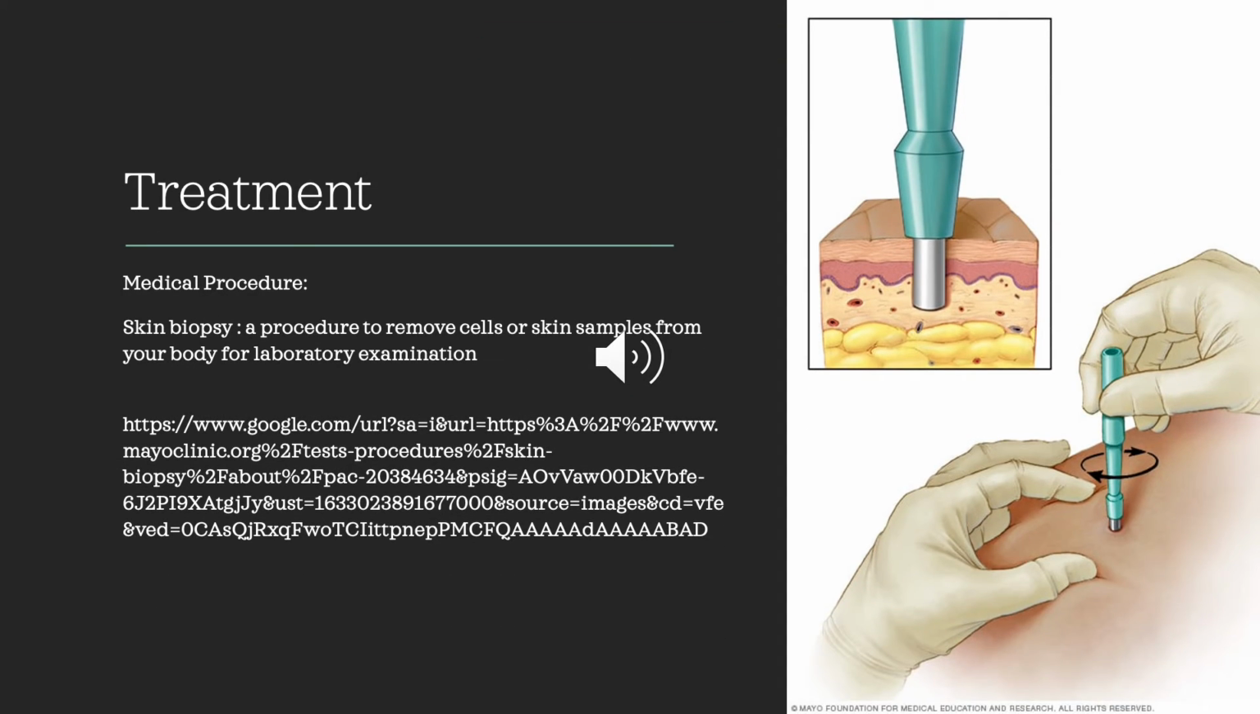The next treatment that we would do for basal cell carcinoma is the medical procedure. Anytime that you are trying to do any type of surgery for basal cell carcinoma, you have to go through the medical procedure first. And that is a skin biopsy. It's a procedure to remove cells or skin samples from your body for a laboratory examination. They actually want to make sure that the surgery is best for you and not the cream.